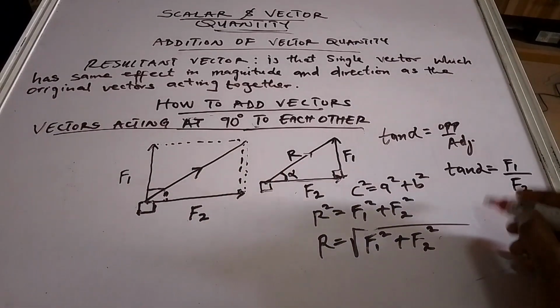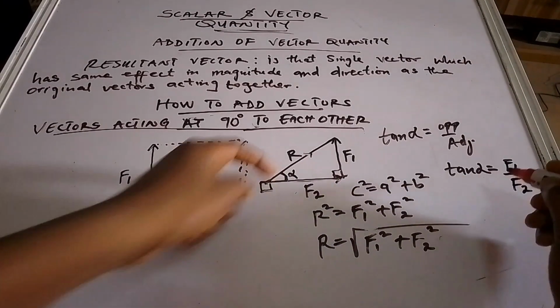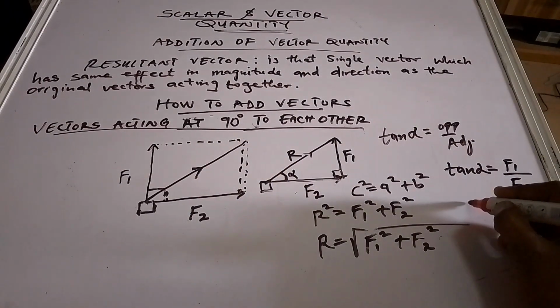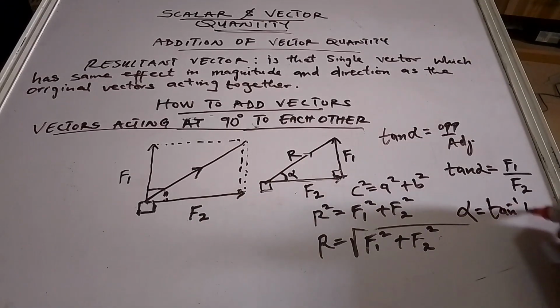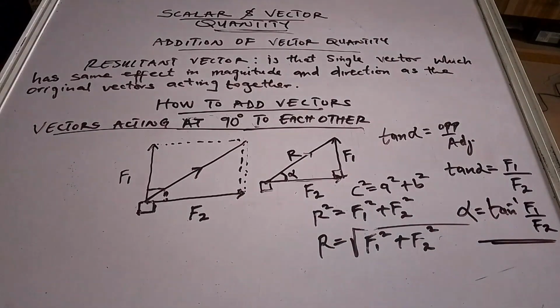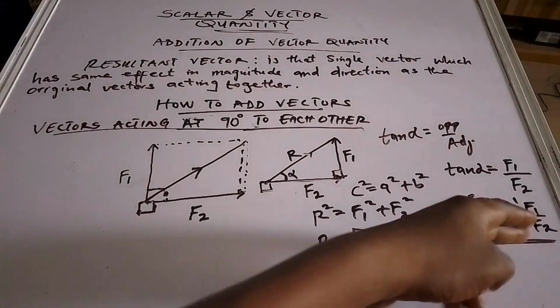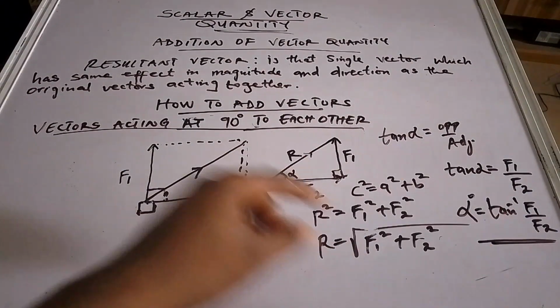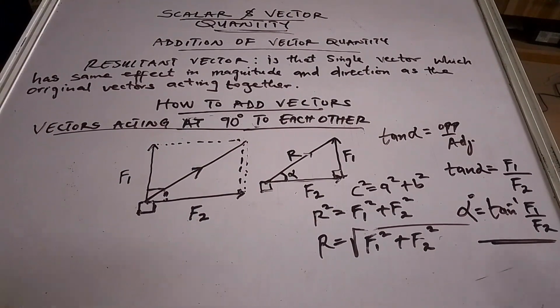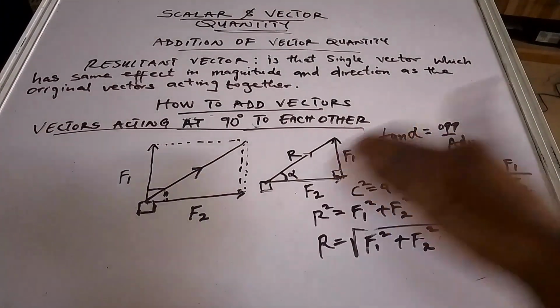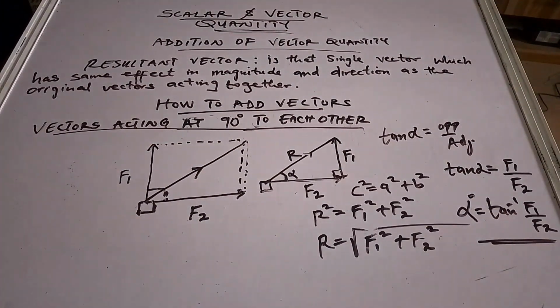So to find our direction, alpha, the direction is this angle. Alpha now is going to be tan inverse of F1 over F2. This one will be in degrees. So our alpha in degrees is going to be tan inverse of F1 over F2. Whatever this gives you in degrees is going to be the direction of this resultant force.